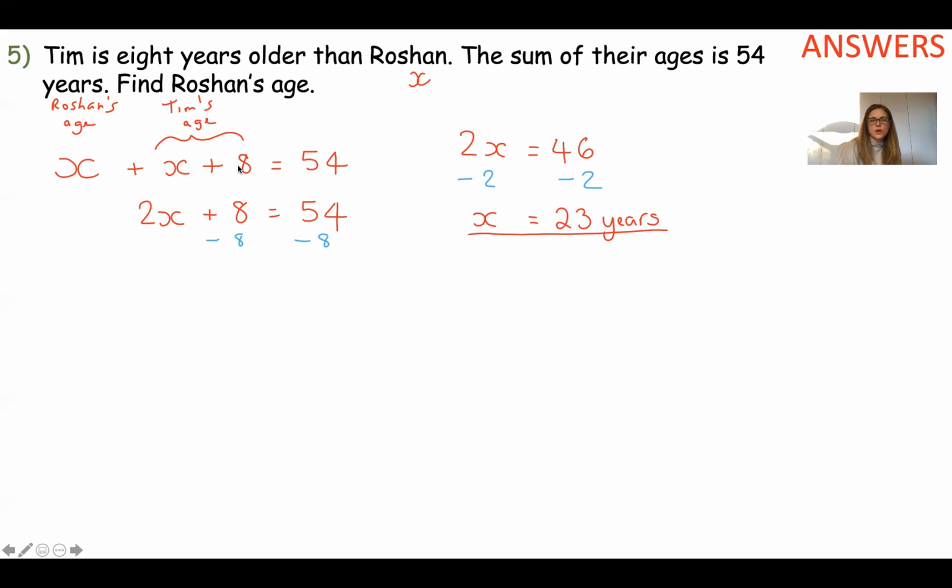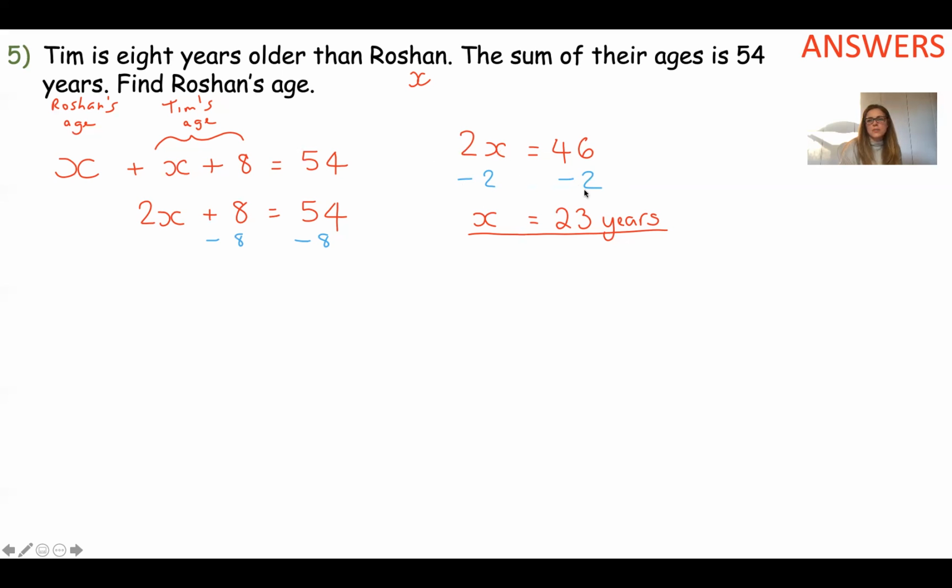And I'm told in the question that the sum of their ages is 54. So if I add those together, I get 2x plus 8 equals 54. So here I have formed the equation. Here I have simplified the question. And now I'm going to solve the equation using the balancing method. Firstly, by subtracting 8 from both sides, which gives me 2x equals 46.